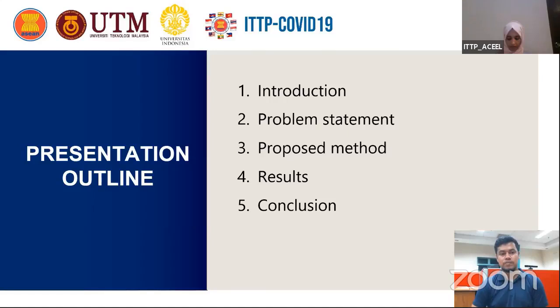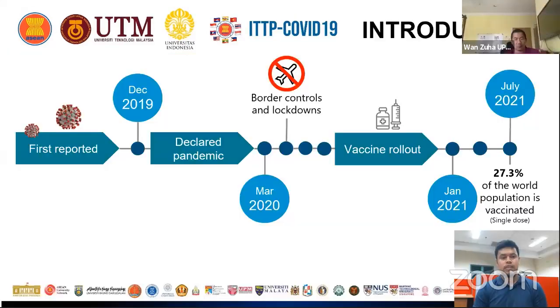COVID-19 was first reported in December 2019 in Wuhan, China. On March 11, 2020, the World Health Organization declared it a pandemic after it had spread across 114 countries. Since then, many countries have enforced strict border controls and lockdowns. Since January 2021, many countries started rolling out vaccines. As of July 2021, 27% of the world's population has received at least a single dose of the vaccine.